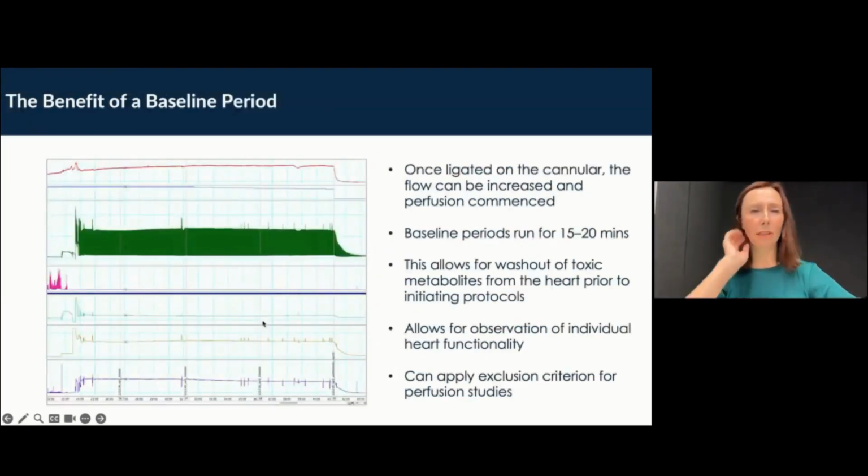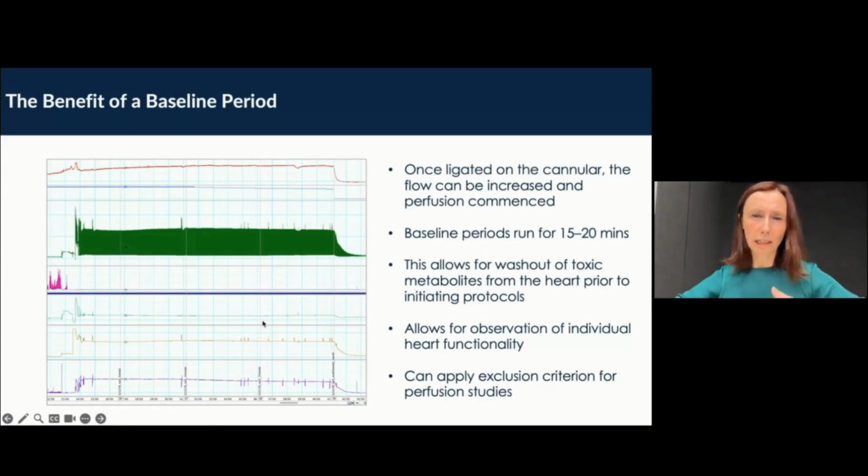Okay, so why are we doing a baseline period? This is something that we've been using now for quite a long time, and it's the period initially after we've ligated the heart on the cannula and we've commenced that increased flow rate. Depending upon how long the heart is going to need to be Langendorff perfused, that baseline period will run for either 15 or 20 minutes.